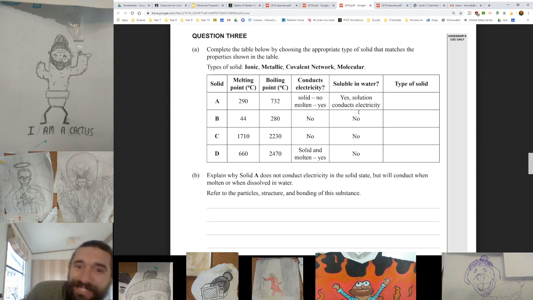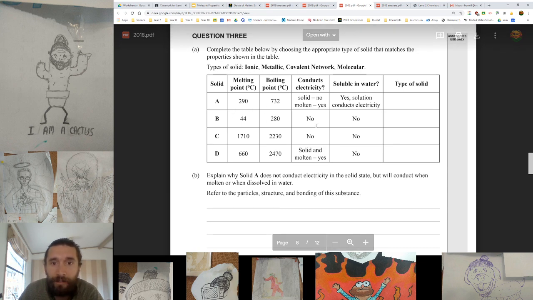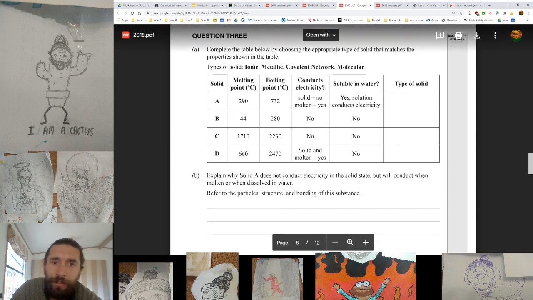No. Well, that's fine. Some can be, some can't be soluble in water. But if it's not soluble in water, it definitely could be molecular. So B is molecular. The other one we know is ionic. And the thing that we remember about ionic is that ionic can conduct electricity when it's liquid, but it can't when it's solid. So the only one that does that is this one here.